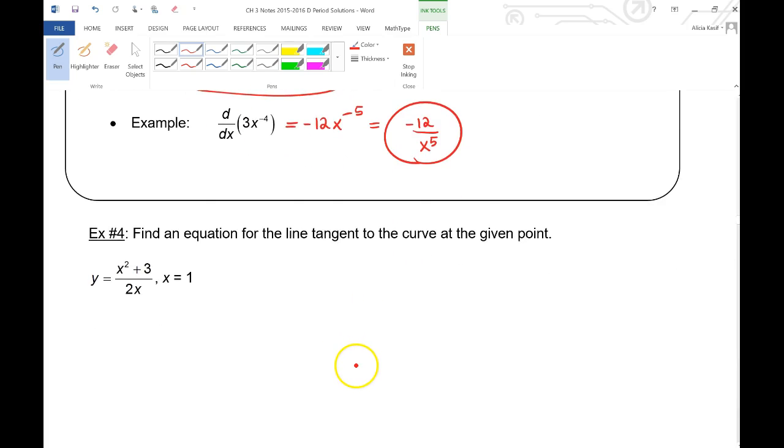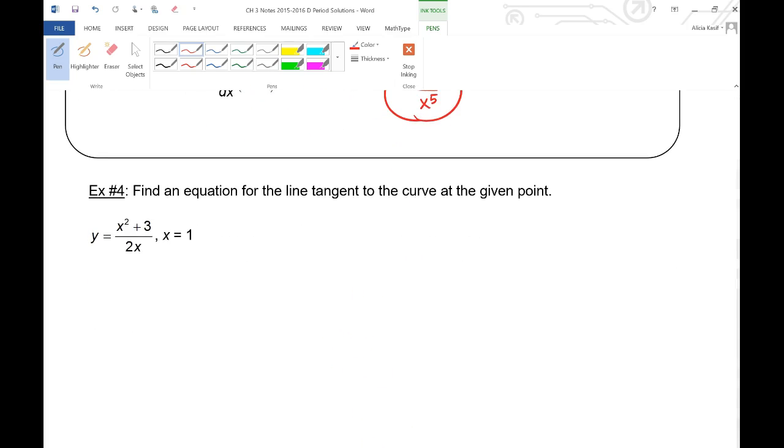Now, here's an example. It looks like a quotient rule, but I will tell you we can actually rewrite it and just use the power rule, and it would make this problem easier. So, can you think of a way to rewrite this? Well, it's going to be x squared over 2x plus 3 over 2x. So first of all, you know, kind of opposite to finding a common denominator, would you agree that these are the same thing?